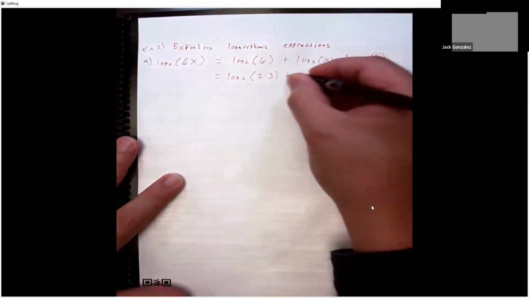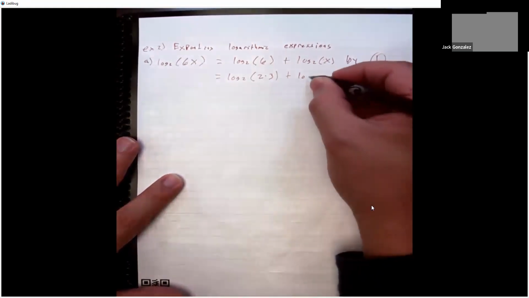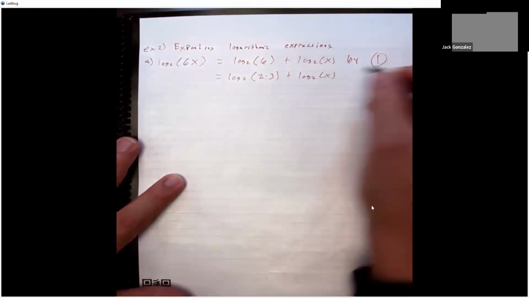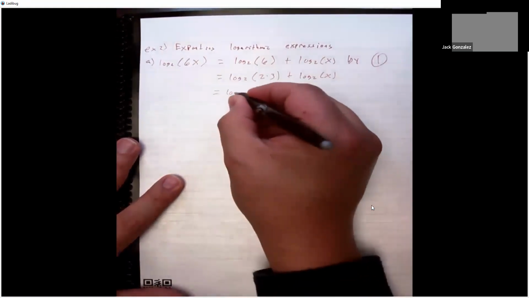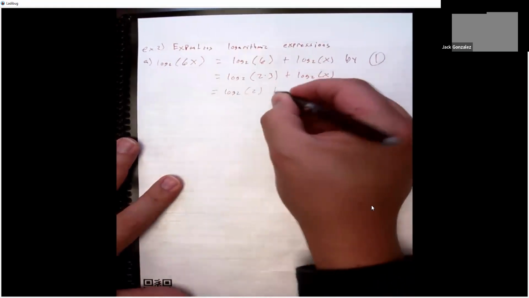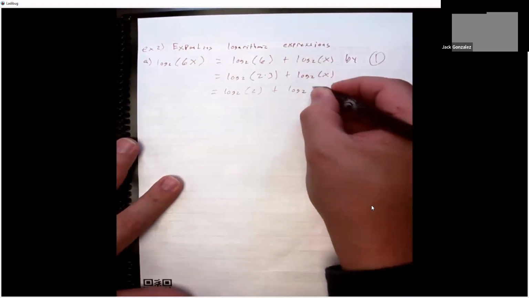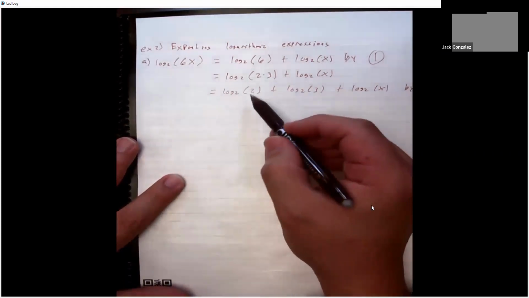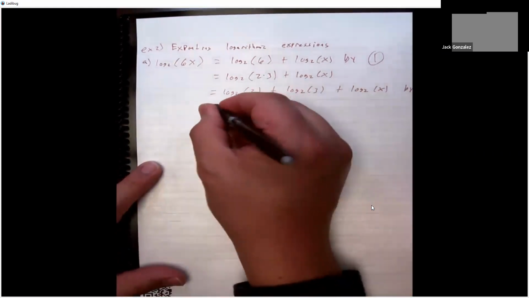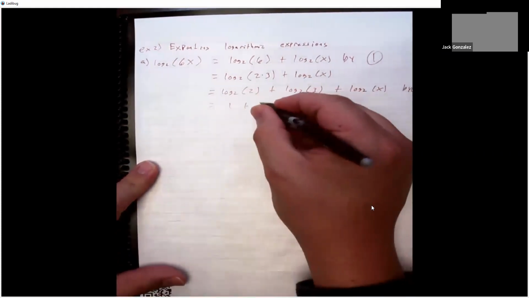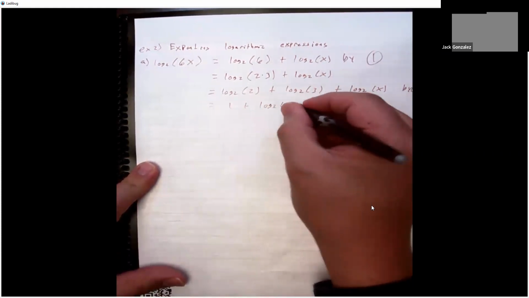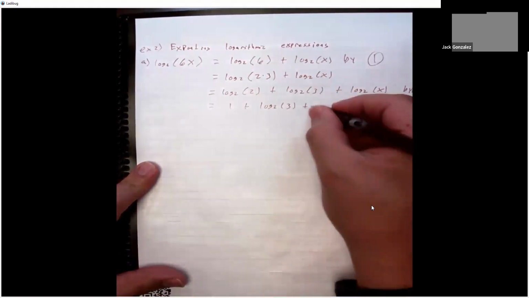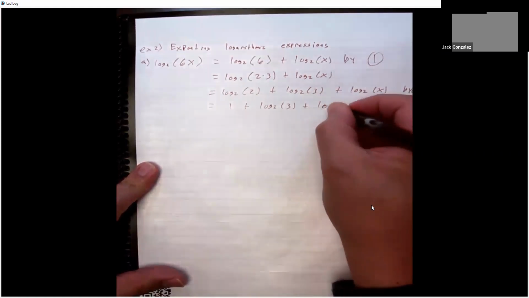Does that make sense? So now do it one more time. This will become log base 2 of 2 plus log base 2 of 3 plus the last piece there. And then these match, right? Technically that becomes a 1. And then that's it. Nothing else to do here. Don't forget, we're not solving for anything. We're playing a game, I guess.